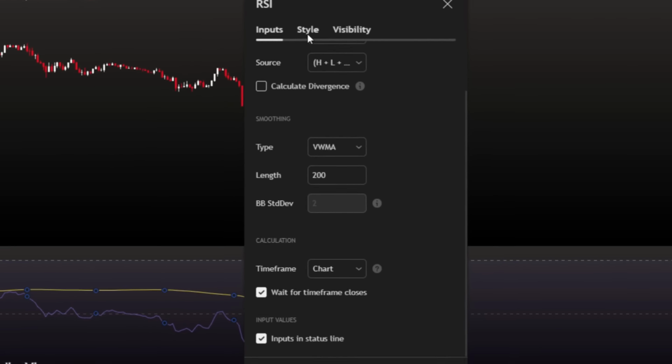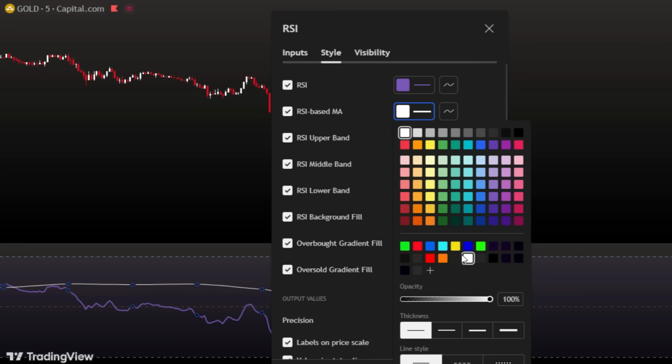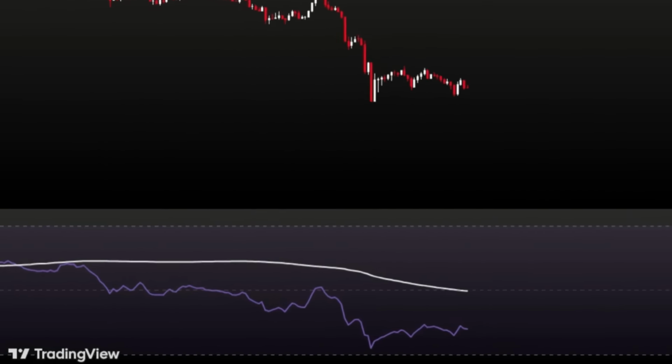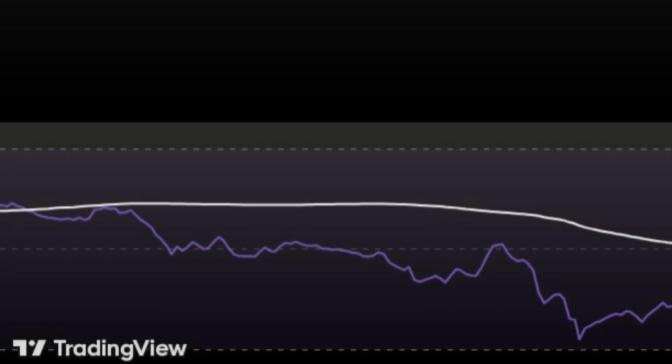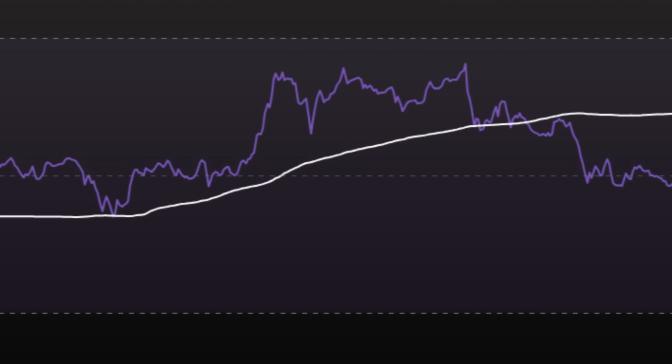Under the Style section, feel free to customize how it looks. That part is completely optional. And there it is. This is the new RSI setup I've been talking about. So let's see the most basic way of trading using these special settings.